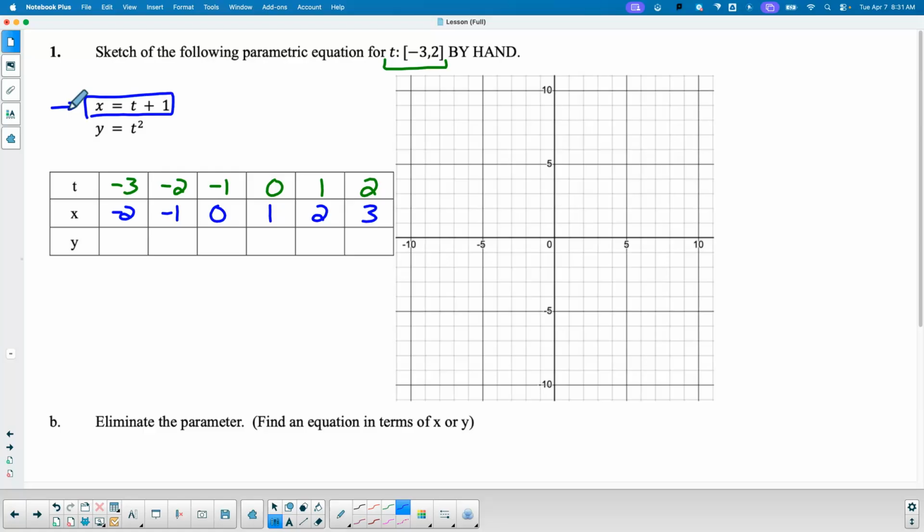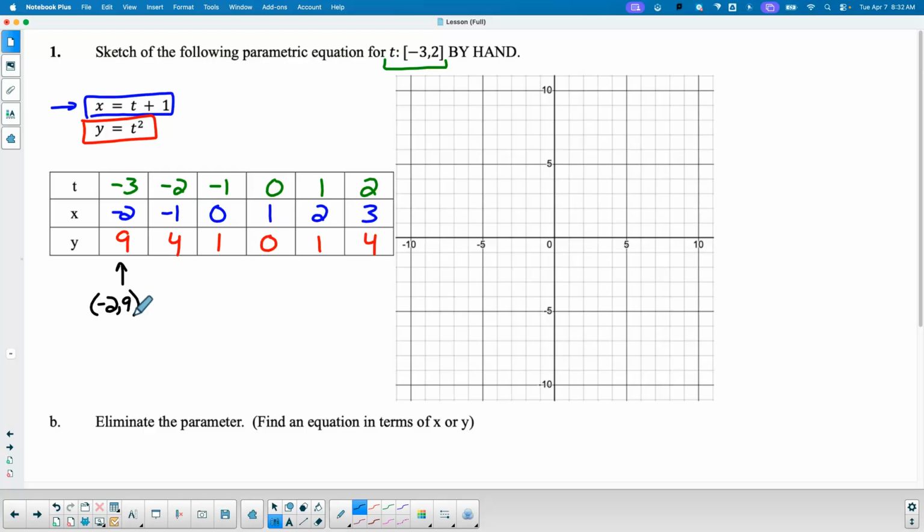Now I'm going to take these green t values and plug them into my red function, t squared. -3 squared is 9. -2 squared is 4. -1 squared is 1. 0 squared is 0. 1 squared is 1. 2 squared is 4. So now this point right here that I'm going to plot is the point -2, 9.